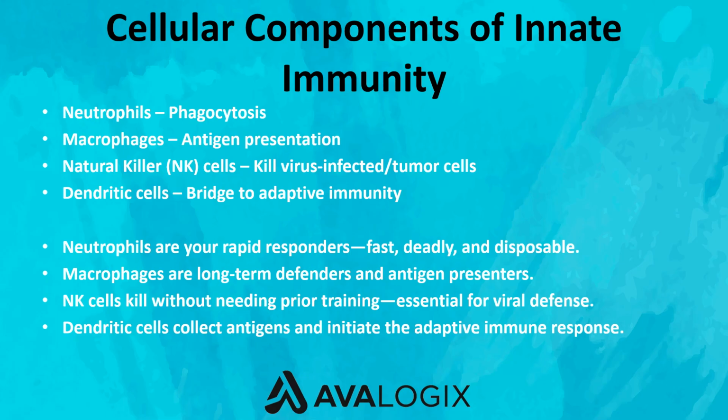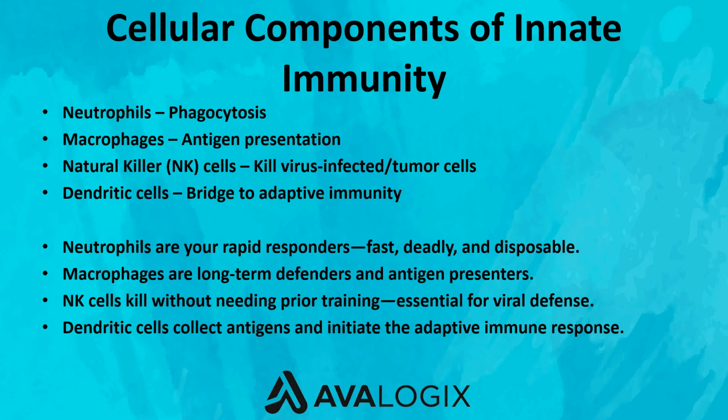Then we have the natural killer cells, or NK cells. These are part of a fascinating class called lymphocytes, but unlike B and T cells of the adaptive immune system, NK cells act without prior sensitization. They specialize in detecting cells that are behaving abnormally, like virus-infected cells or tumor cells, and induce apoptosis, or programmed cell death. They do this by releasing perforin and granzymes, molecules that basically punch holes and activate self-destruction programs in target cells.